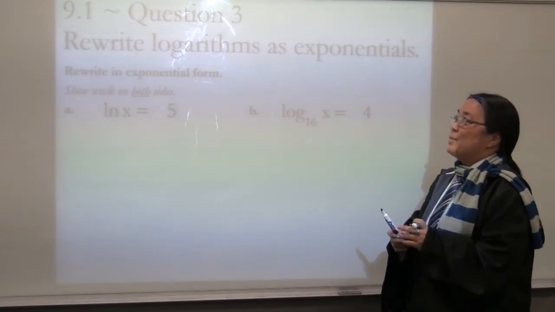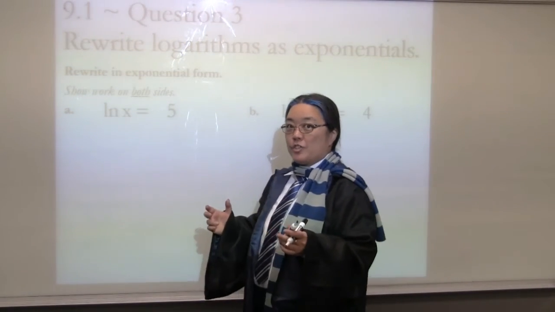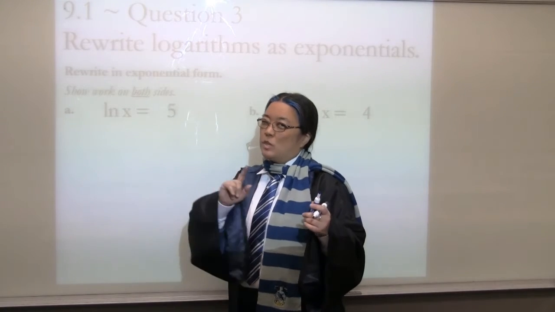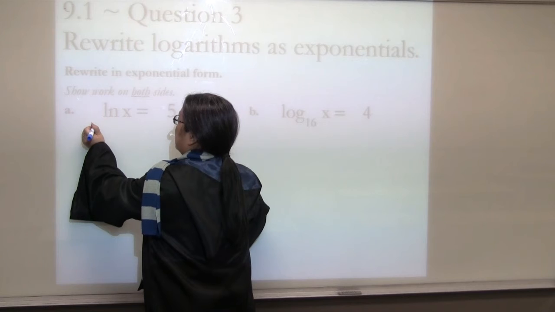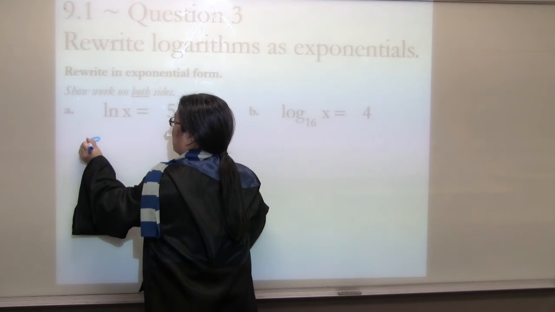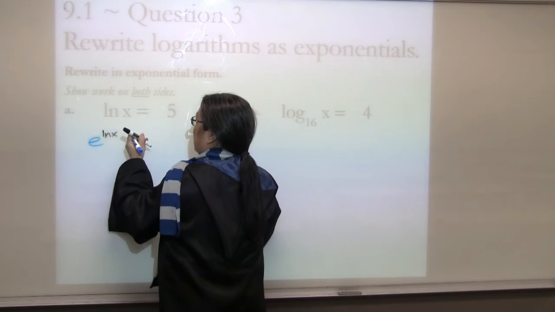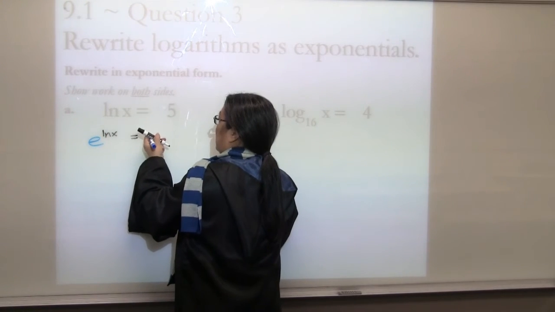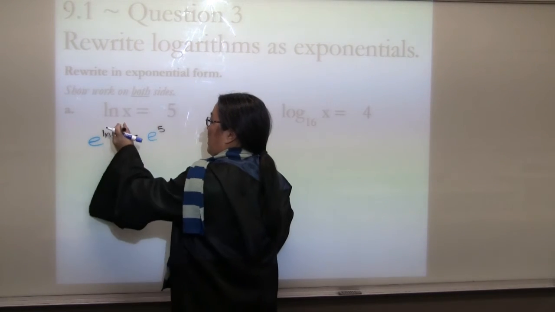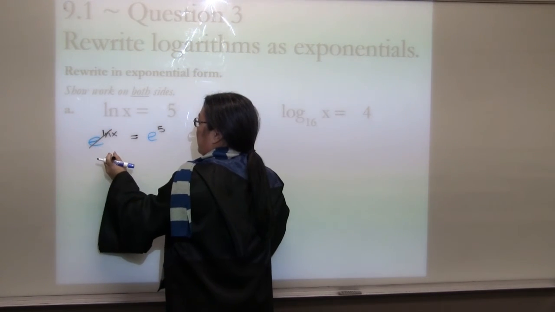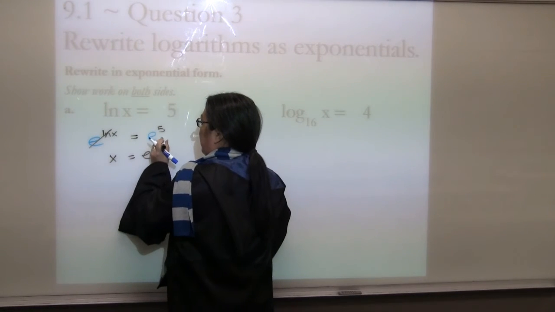Chapter 9, Day 1, Question 3. Now, we just did a question where the opposite of e to the was ln. So now, the opposite of ln is e to the. Now, it's going to be e raised to the ln x equals e raised to the 5. And again, these will cancel out, giving me x equals e raised to the 5th power.